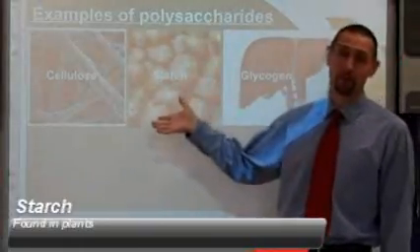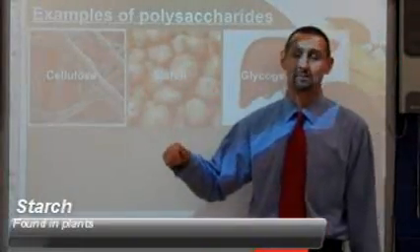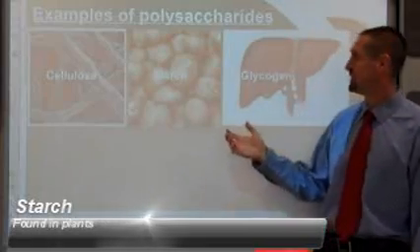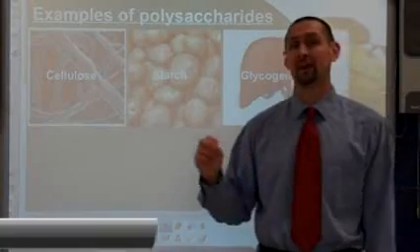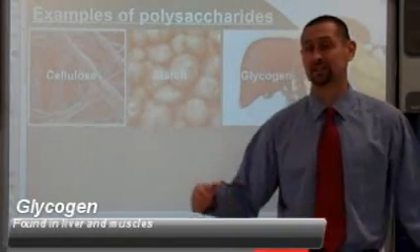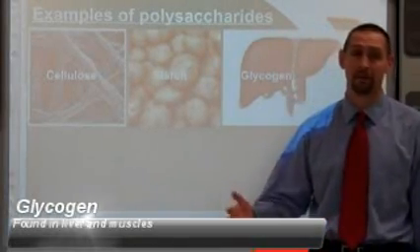Starch is the carbohydrate that you'd find in things like potatoes and spaghetti. We get lots of energy from that. And the energy that's stored in our liver and often our muscle cells is glycogen, this long, complex polysaccharide.